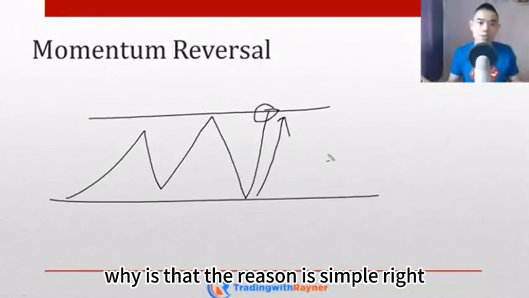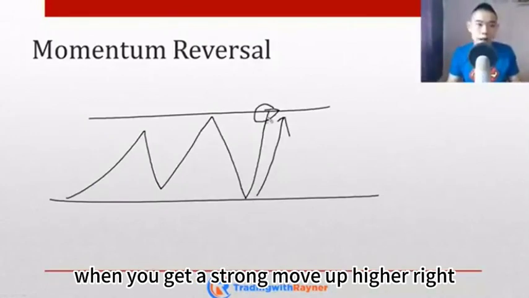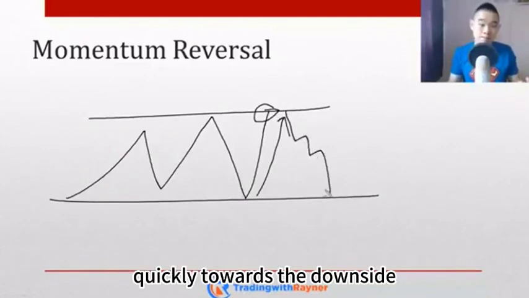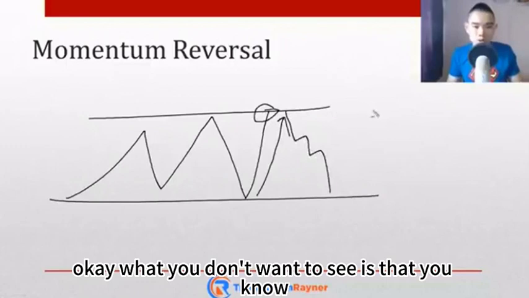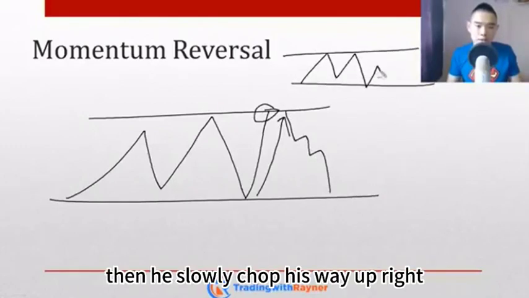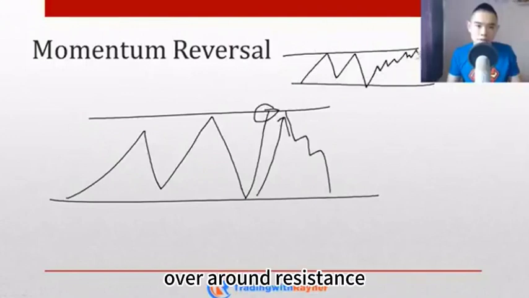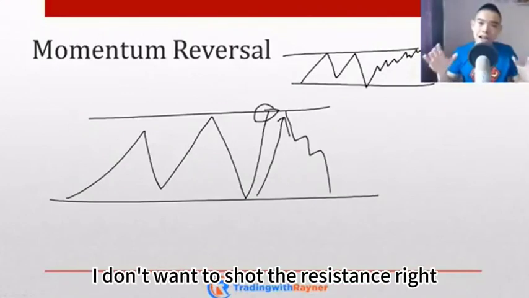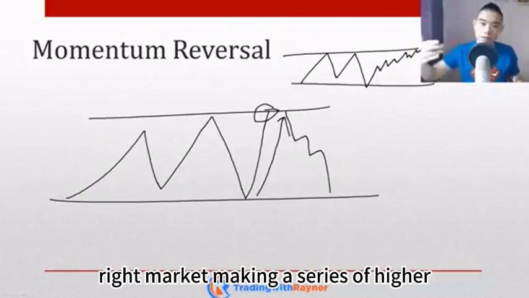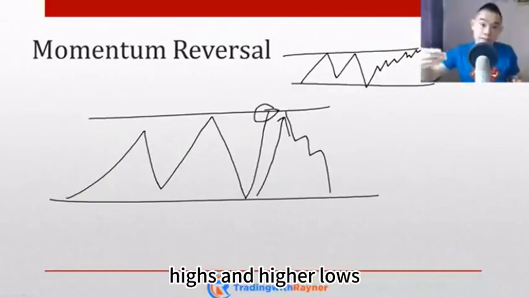Why is that? The reason is simple. When you get a strong move up higher, the reversal can be just as swift towards the downside. What you don't want to see is, for example, this is the range, the market comes up, then slowly chops its way up and hovers around resistance. With this type of price action, I don't want to short the resistance, because it shows signs of strength, with the market making a series of higher highs and higher lows.